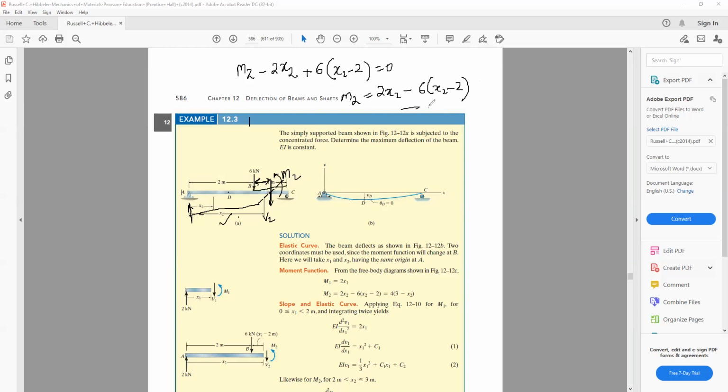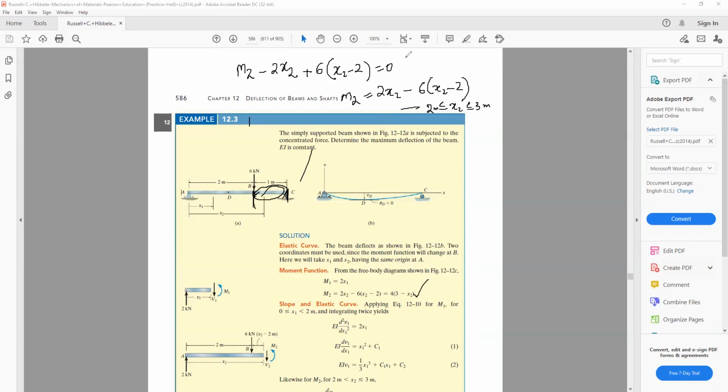That is when your x2 varies from 2 meter. That is, let me clean some space over here. Our x2 varies from here to here. Okay, it goes from 2 meter to 3 meter. That is, we're essentially in this section, where we have taken M2 to be equal to this, as is also given.